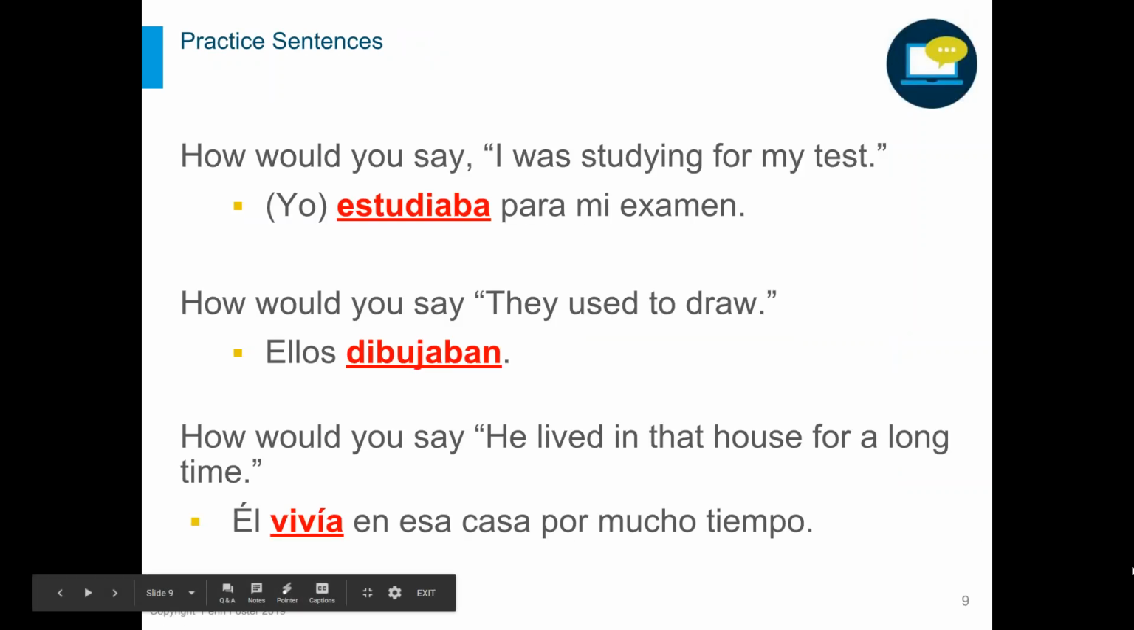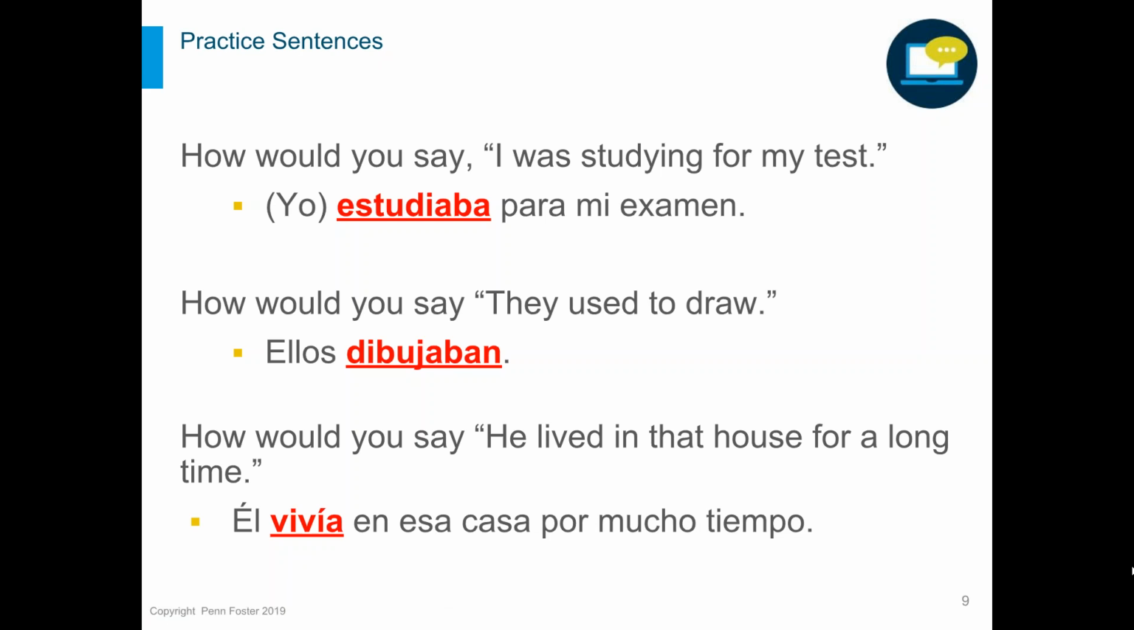Okay, here we have a few practice sentences using regular verbs again. Estudiar is the verb to study. Yo estudiaba para mi examen translates as you see above it: I was studying for my test. That's probably the best of the three, but you can even say I studied for my test, implying over a longer period of time, for a couple hours, repeatedly for that amount of time.